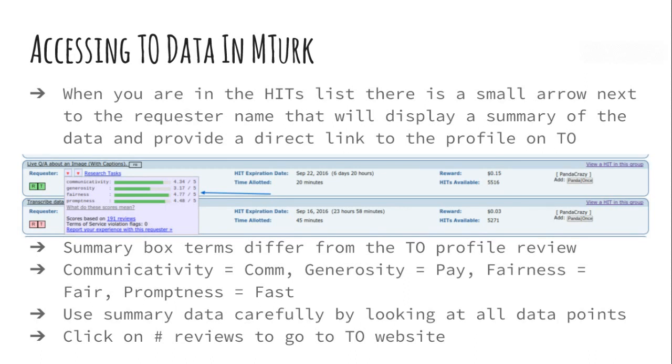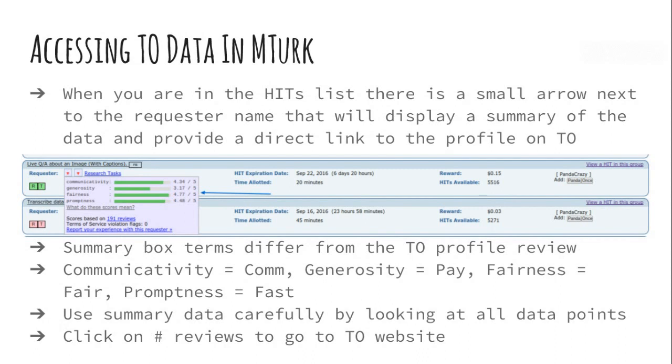They're worded a little bit differently. Here, communicativity is calm in TO, so that's okay. Generosity and pay, obviously they match. Fairness and fair, yes, and promptness and fast. Your brain will assimilate all that information, but in the beginning, you want to make sure you're matching up the right field to the right field. It's a picky thing, but it's there. They don't match up exactly.